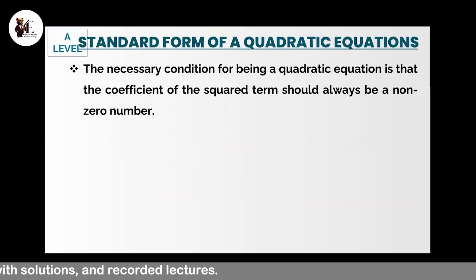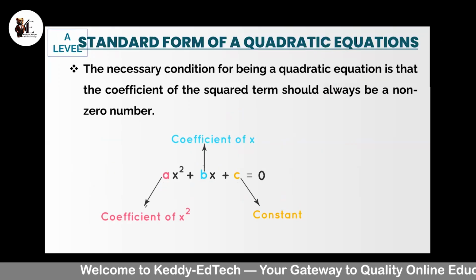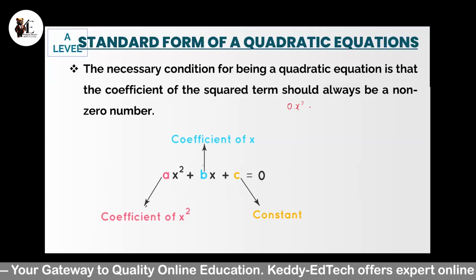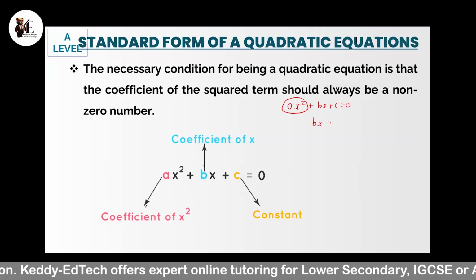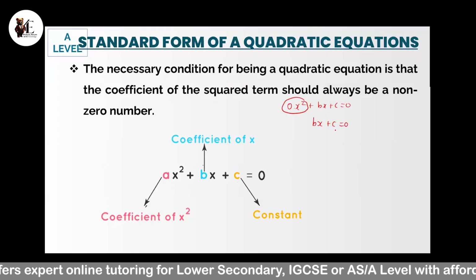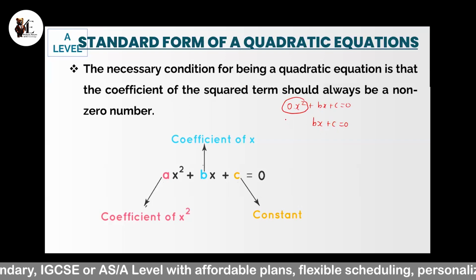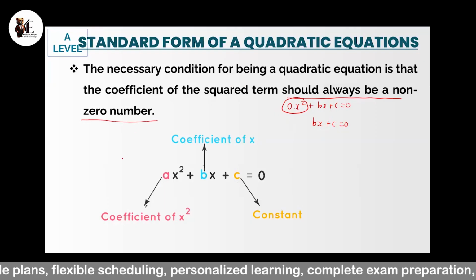Hello? The form is ax square plus bx plus c is equal to 0. So you just write this standard form, where a is the coefficient of x square, b is the coefficient of x, and c is the constant term. And there is a necessary condition, which is that the coefficient of x square should be a non-zero number. It cannot be zero, because if it is zero, then the equation will not be a quadratic one, because when zero is multiplied by anything, it will become zero. Now we have bx plus c is equal to zero, and you cannot see any power two. That is, the degree is not 2 here, the degree is 1. So in such cases, it will not be a quadratic equation. That is why the necessary condition is that the coefficient of x square should always be a non-zero number.